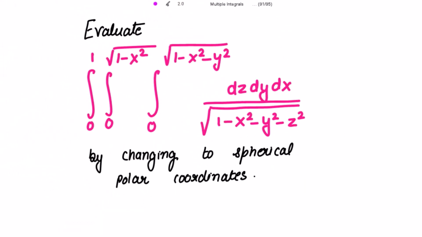Evaluate this triple integral of 1 over square root of 1 minus x square minus y square minus z square dz dy dx. Z has limits from 0 to square root of 1 minus x square minus y square. Y has limits from 0 to square root of 1 minus x square, and x has limits from 0 to 1. So we have to evaluate this triple integral by changing to spherical polar coordinates.